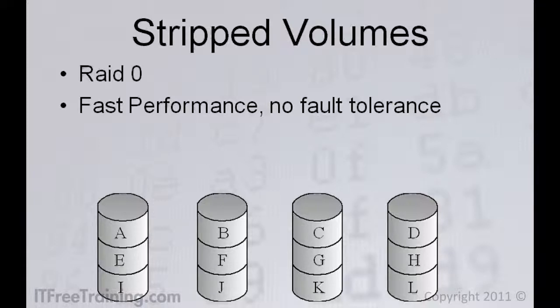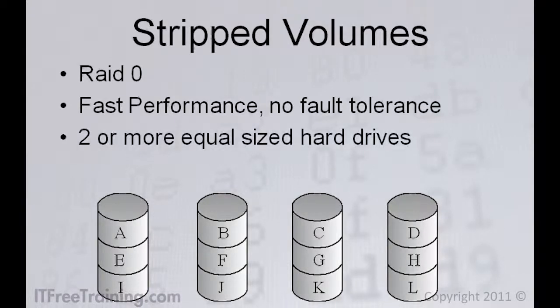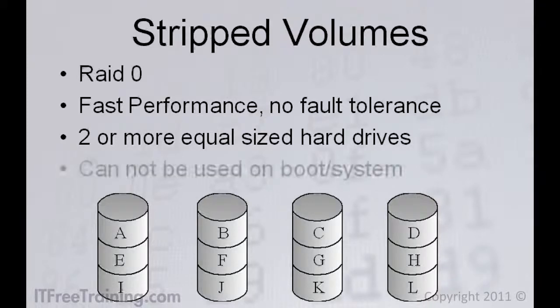Page files and temporary files are a good candidate to put on striped sets. In order to create a striped set, you need 2 or more hard disks of the same size. If your hard disks are different sizes, then Windows Server 2008 will shrink the striped set down to the size of the smallest hard disk in the set. The boot and system drives cannot be made into a striped set. If performance is all that you are after, then striped sets are a good option.